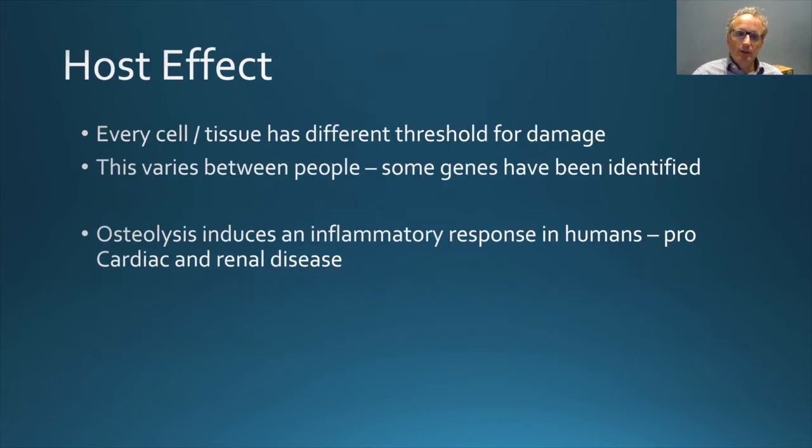Looking at the host, every cell and tissue has a different threshold for damage, and this can vary between people and even at joints. Some genes have been identified that mark people as being more susceptible to osteolysis. And osteolysis also induces an inflammatory response in humans, which is pro-cardiac and pro-renal disease.